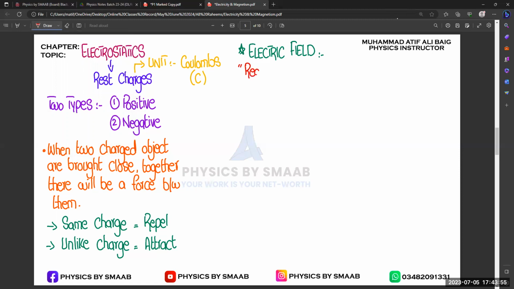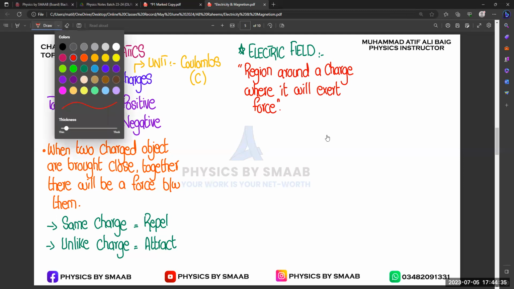So basically electric field gives you the concept of a region around a charge. It will exert force, right? I am not writing attraction and repulsion in detail because you know the concept. And now we are again having the same concepts like the magnet.